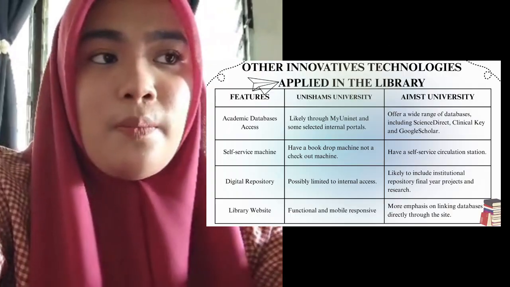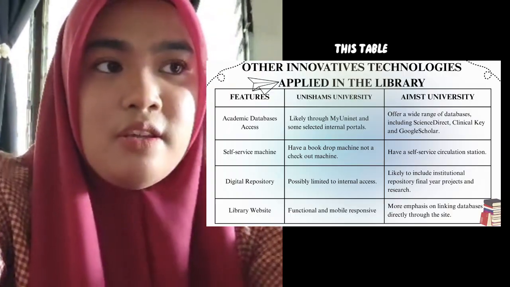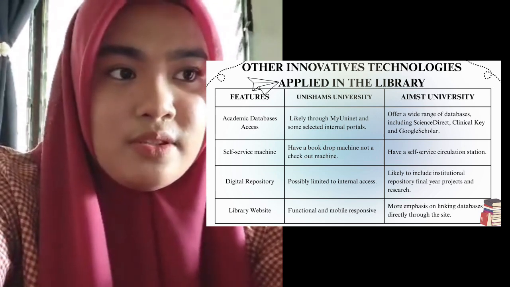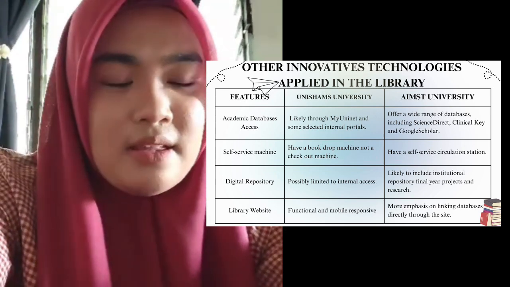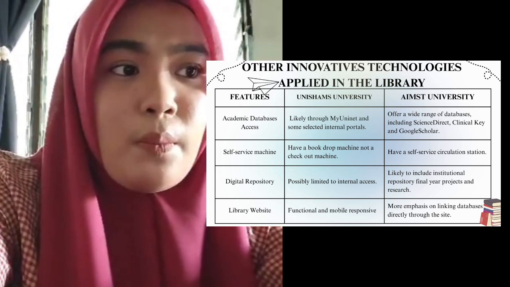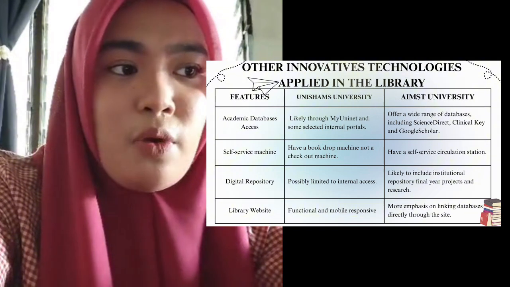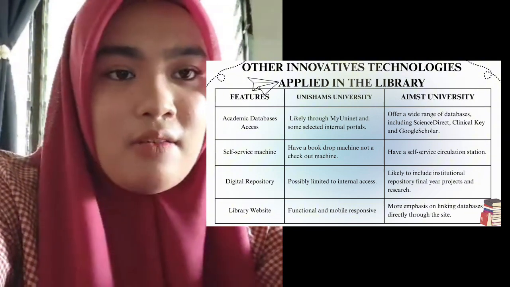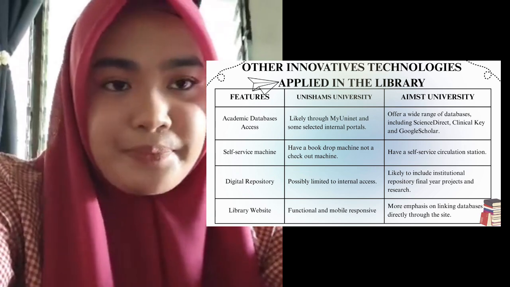These tables compare the innovative technology used in the libraries of Unisham and Ames University. For academic database access, Unisham uses internal portals like MyUniNet, while Ames provides broader access to databases such as ScienceDirect and Google Scholar.